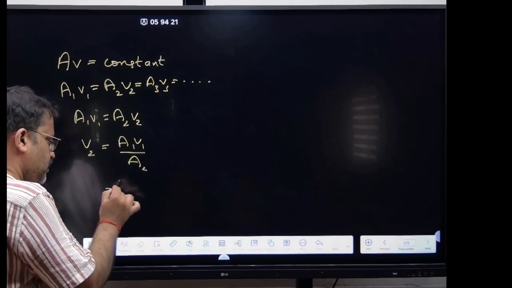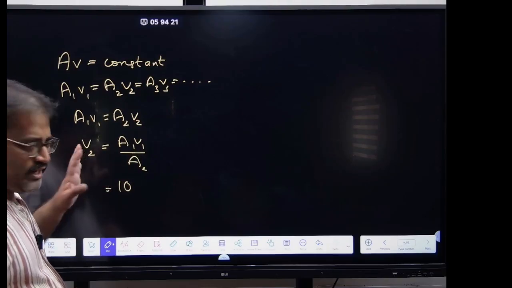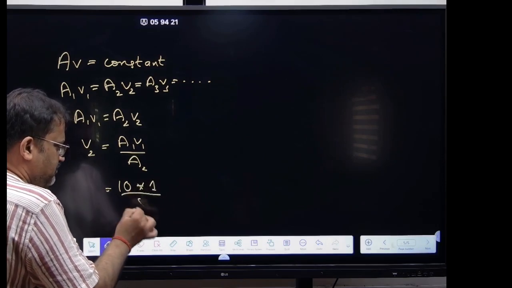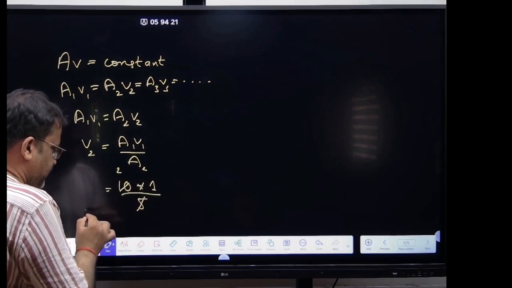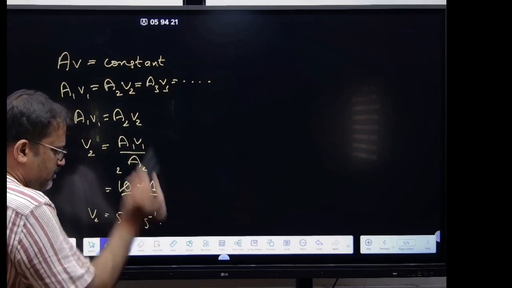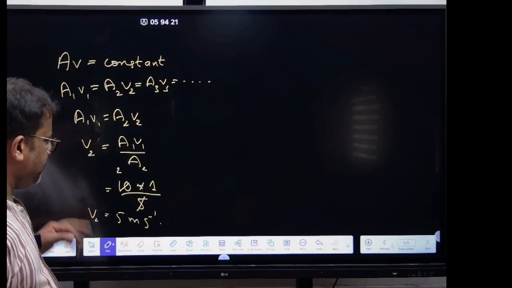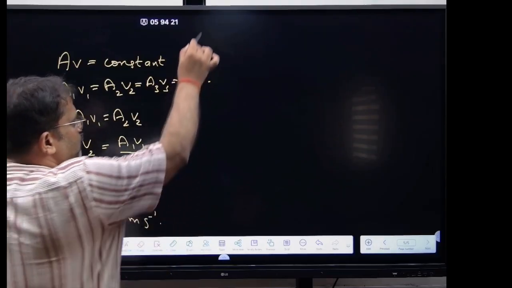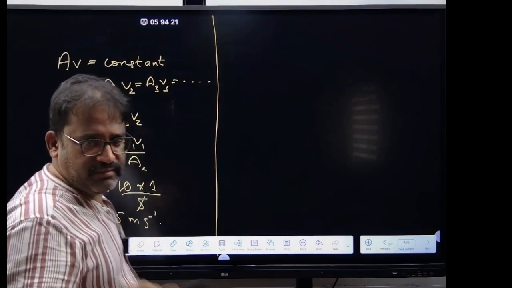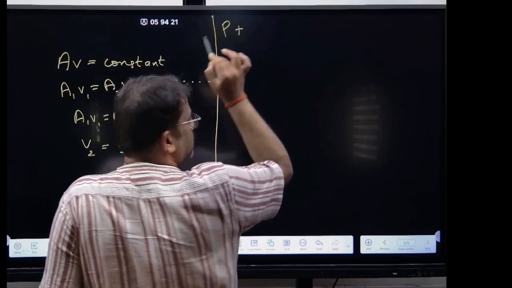Both A1 and A2 are in centimeter square, so I'll substitute directly. So 10 into 1 divided by 5, 5 times 1, 5 times 2, that means V2 is equal to 5 meter per second. So we have got V2, we have got V1. We have to find out P2. So again we have to use Bernoulli's theorem.